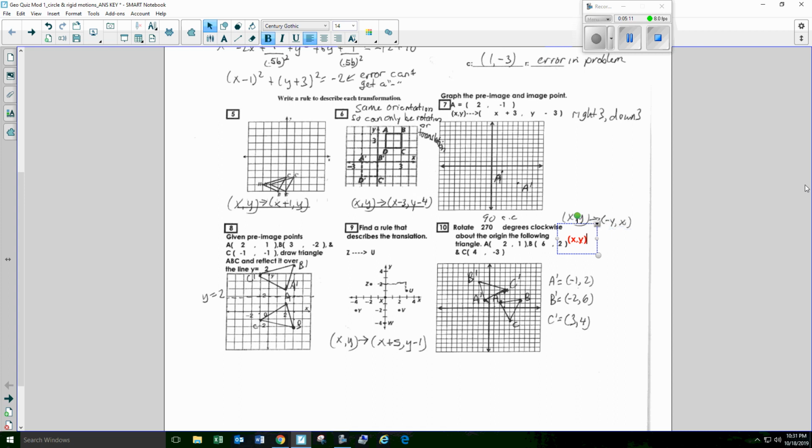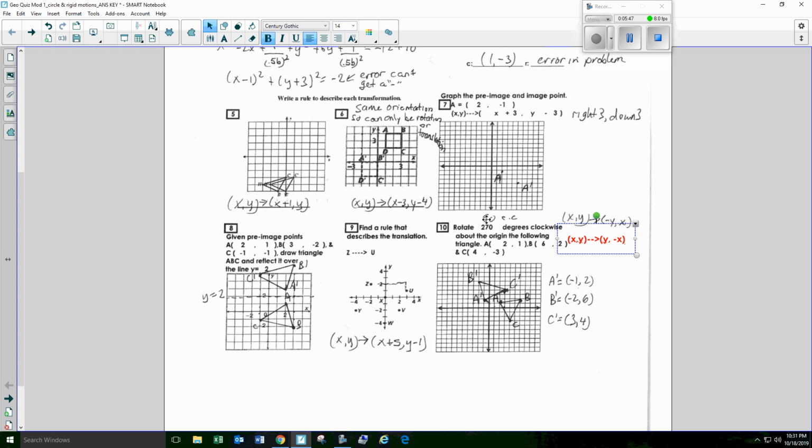x comma y arrow y, negative x. Okay, I forgot. Oh, sorry, I did not. This says 270 degrees clockwise. Clockwise, that's actually negative 270 degrees. Negative 90, negative 180, negative 270. So that's the same as going positive 90 degrees, which is what this is. This is the positive 90 degrees, and that's what I have right there.